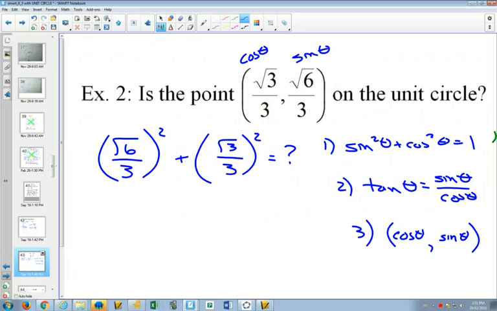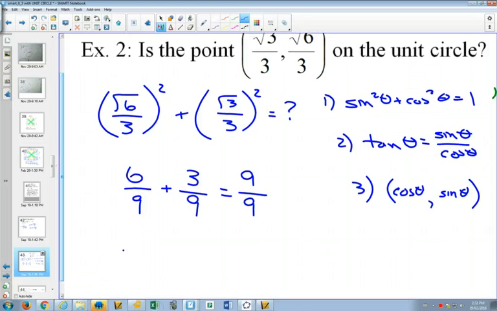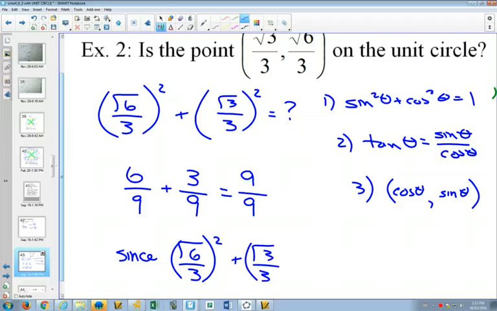Well, if we square the first one, we'll get 6 over 9. We square the second one, we'll get 3 over 9. 6 over 9 plus 3 over 9 is 9 over 9. So we can write a statement, since root 6 over 3 squared plus root 3 over 3 squared equals 1, it is on the unit circle.